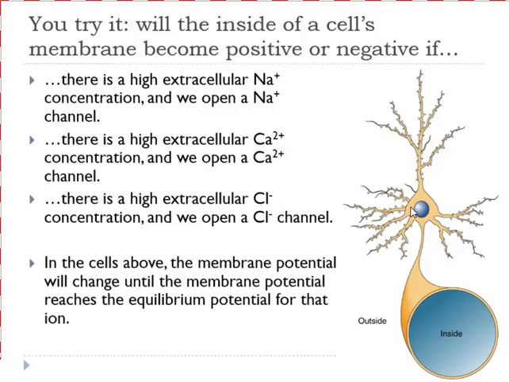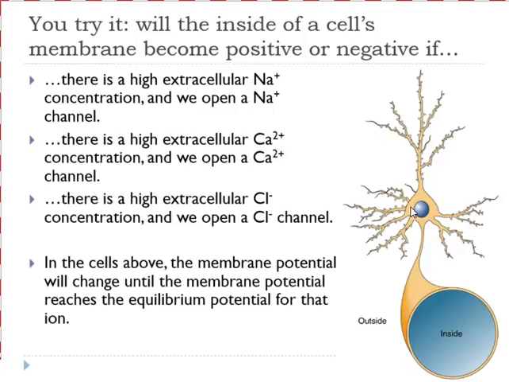If it's a negatively charged ion, even if it's going into the cell, it's negatively charged and causes a negative membrane potential. Here, these two are positively charged going in. They'll cause a positive membrane potential. So you need to know which way it's going, which is basically given by the concentration gradient, and you need to know the charge of the ion.